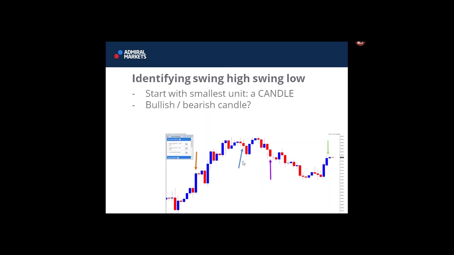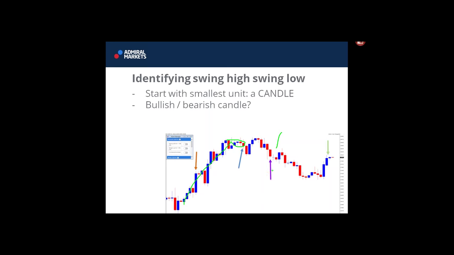How about the next arrow, the blue arrow there? It's a red candle, it's a bearish candle. You can see that until that moment, we've had a strong upside already, right? Price has been pushing up and up and up. We're only pausing at the moment. So from this point of view, we're looking at a bullish swing.